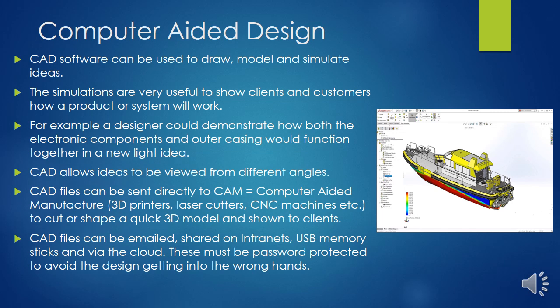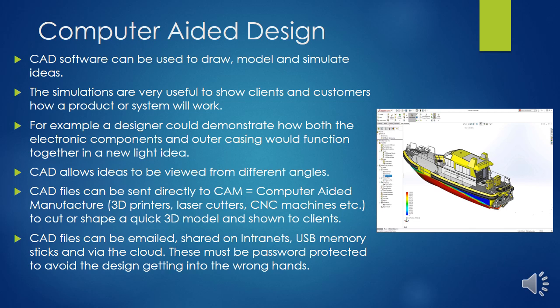So here are some examples of where computer aided design is used. It can be used to draw or model or simulate ideas. In this photograph you can see a boat that's been designed. The simulations allow the clients and customers to really view how something will work, how a product or system will work. So this boat, you can see, you could click on it and you could look at enlarging it in more detail.